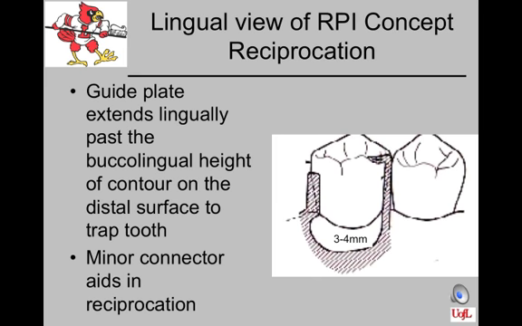A view from the lingual aspect of the RPI clasp system reveals a mechanism for reciprocation for the clasp assembly. First of all, the guide plate extends lingually past the buccal lingual height of contour on the distal surface of the tooth, and it functions to trap the tooth from moving to the lingual when the I-bar flexes into the 0.01 undercut. The minor connector also aids in this reciprocation action.